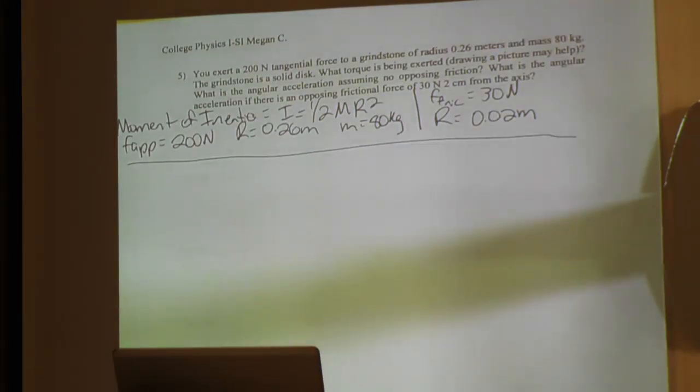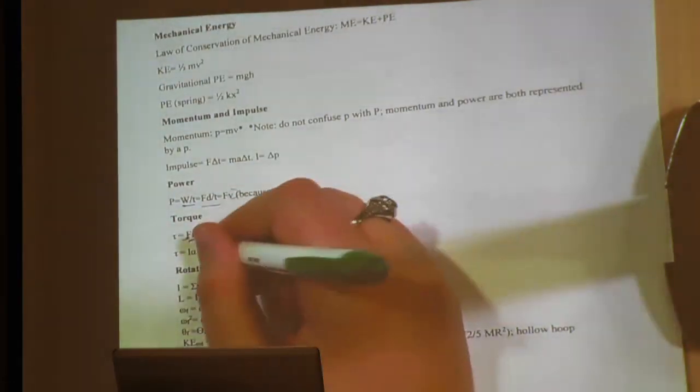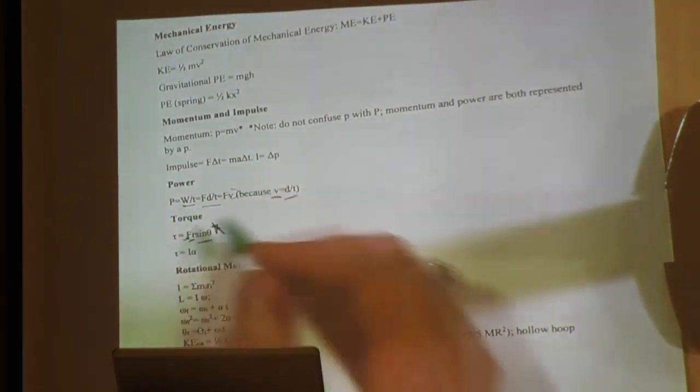So the first question is asking for torque. That's pretty easy. We can literally just look at the formula sheet, and it is a given formula. Torque is going to be equal to force times the radius.